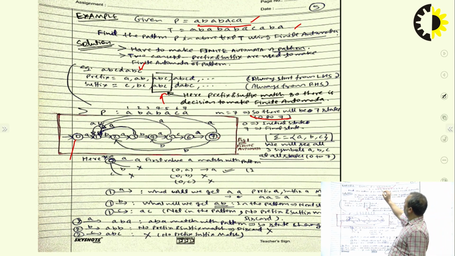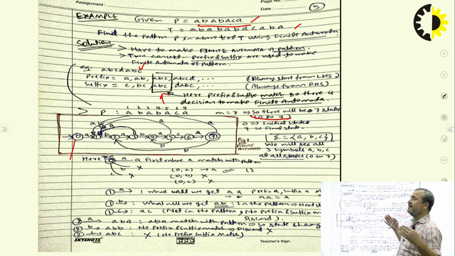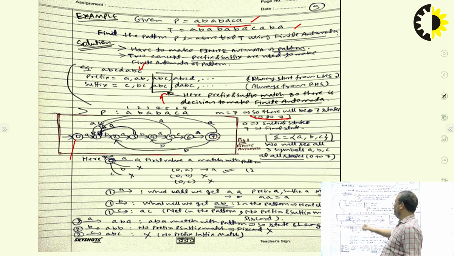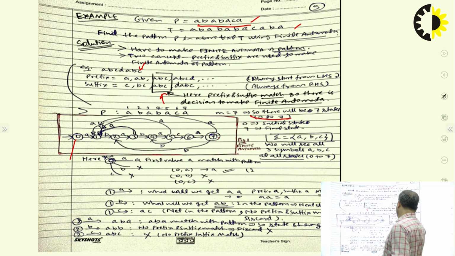So either we match with the pattern, or the second case is where prefix and suffix match, like in the case of AA. That point is the decision point. So what will A be in the pattern? Next state 2. Whenever we match the text, we write the next state. So that's why the next state is 2.